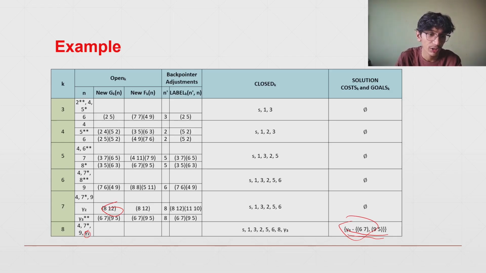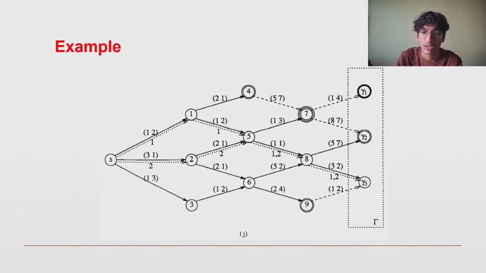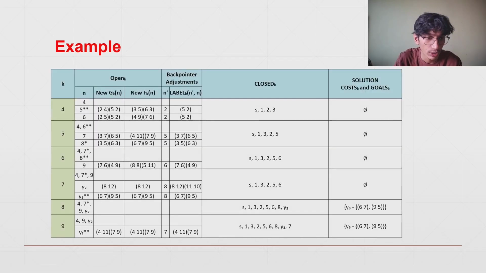But we still have a non-dominated node 7, so 7 will be explored. And if we explore 7, we will reach gamma 1 and gamma 2 both. Gamma 2's value will also be updated or not, let's see. Gamma 2's value is not updated, only gamma 1 is added, and gamma 1 has one hn value which is non-dominated, which is 4 comma 11.